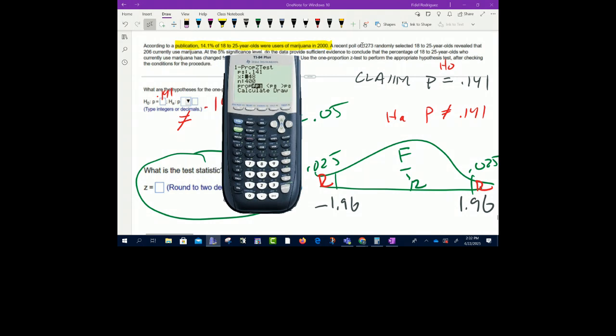It says in a recent poll of 1,273 people, 206 currently use marijuana. So 206 is going to go right here. My N is the 1273. Okay, we're still looking at a two-tailed test, y'all. I'm going to go ahead and calculate. And my Z value, guys, I'm coming up with is 2.13.